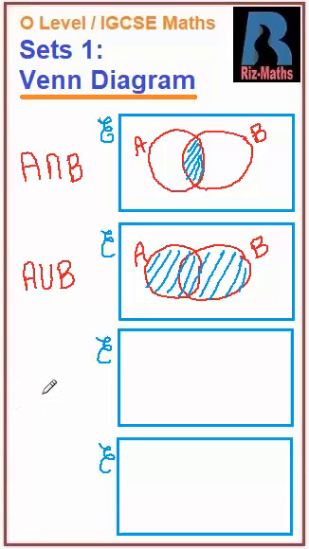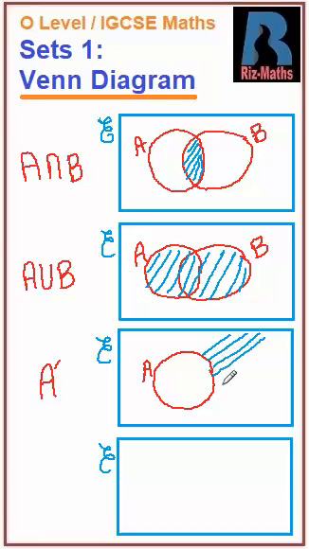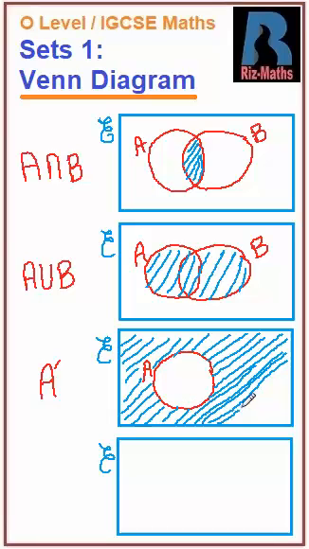If we are to show complement of A, which means A prime, so that means other than the set A, the rest of the universal set. So if this is the set A, then A complement will be outside of the circle A. Everything outside the circle A. Like this. So this region is indicating A complement, A prime.